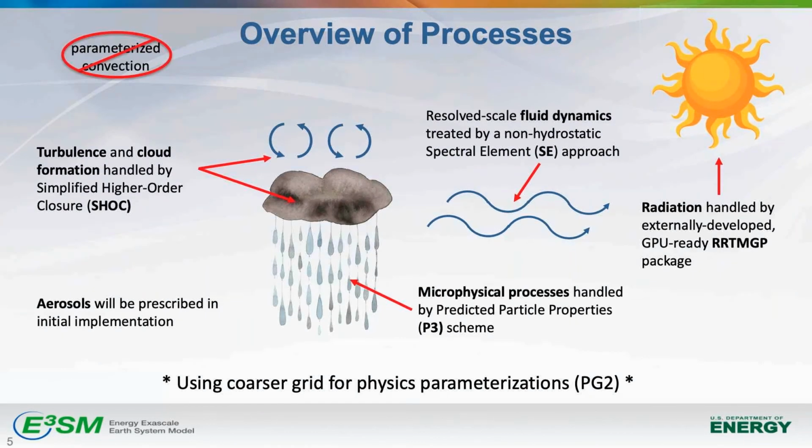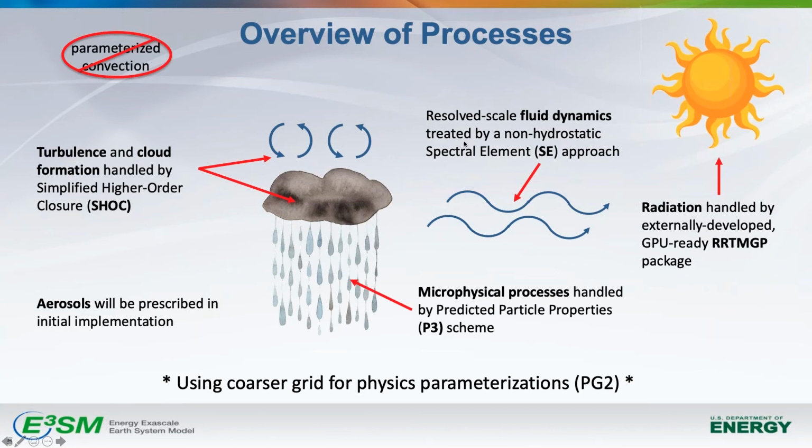So there is hope for these sorts of models. In terms of what's actually in this model, I would characterize it as higher resolutions and more advanced versions of what's in E3SM now. So radiation is the next generation of the RRTMG package used by E3SM. It's GPU ready, that's what the P stands for.